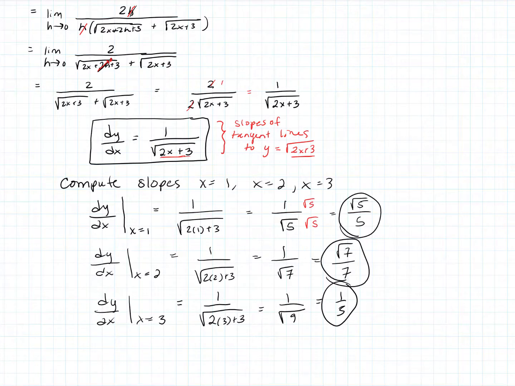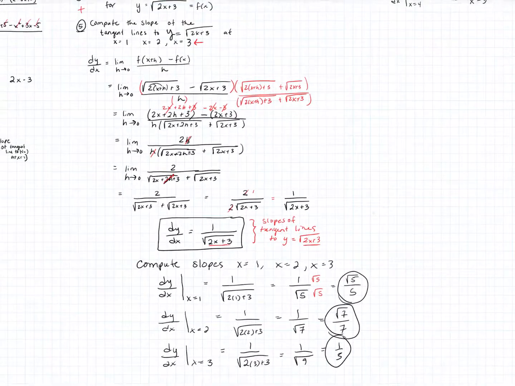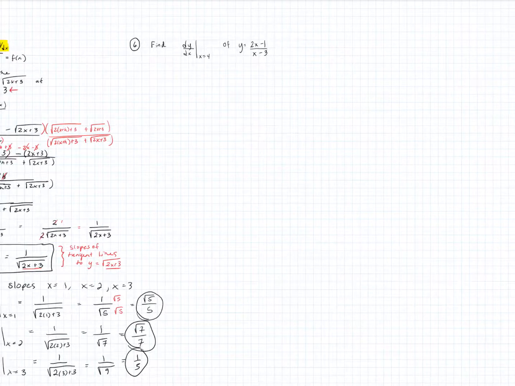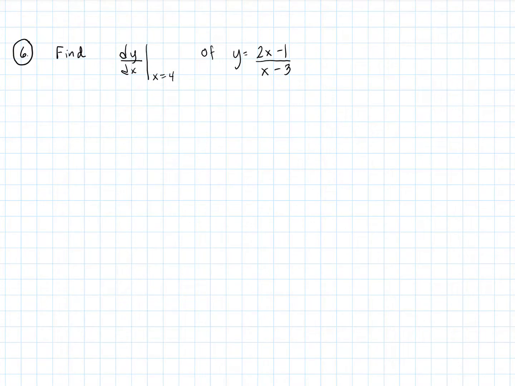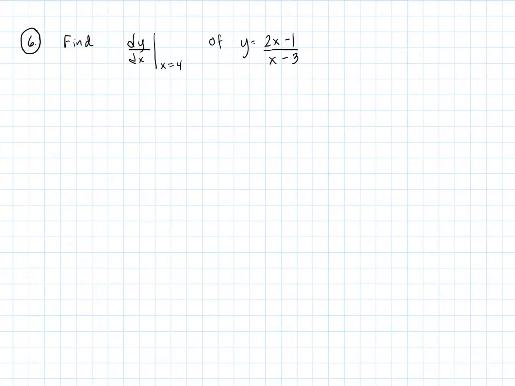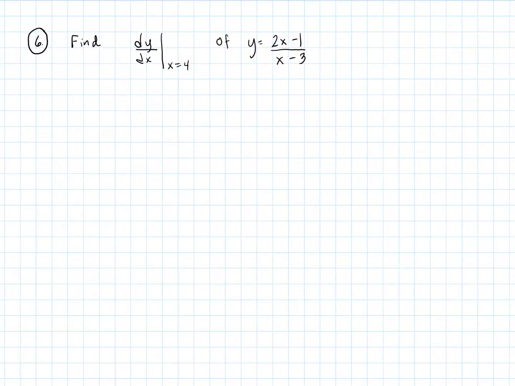Okay, let's look at one more example. So again, just playing around with the notation. Let's find dy dx evaluated at x equals 4 of y equals 2x minus 1 over x minus 3. Now, there are a couple of ways that we could write this as well. Rather than just using that Leibniz notation, I could even say take the derivative with respect to x of 2x minus 1 over x minus 3. So let's play around a little bit with that derivative operator notation.